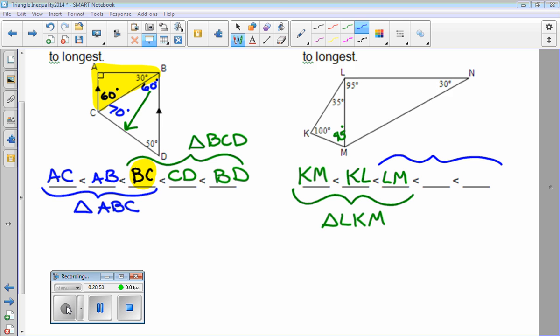It's going to be triangle LNM. What's the missing angle there? It's 55, because 55, 30, and 95 add up to 180. So we know that LM is the smallest because 30 is the smallest angle. What's the next size? LN. Good. And then the largest in the whole figure would be MN. And it looks that way too, doesn't it? It looks like it's the largest.